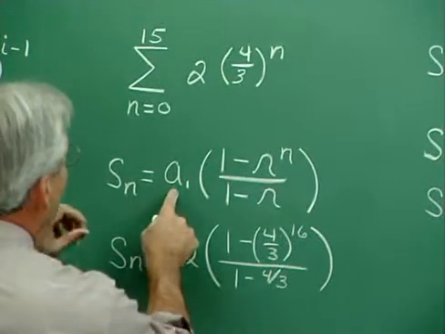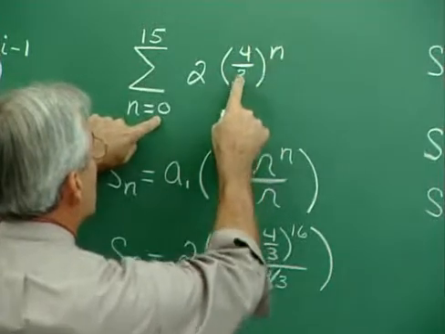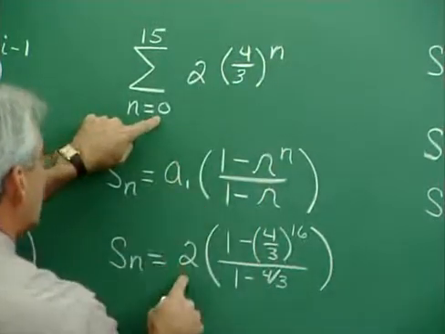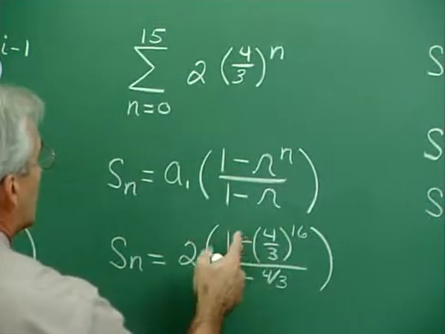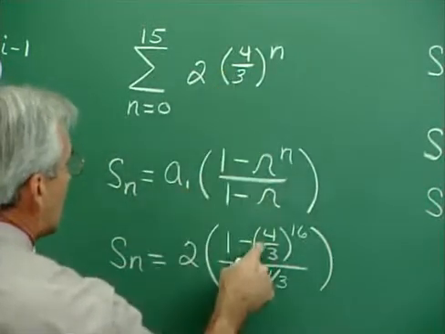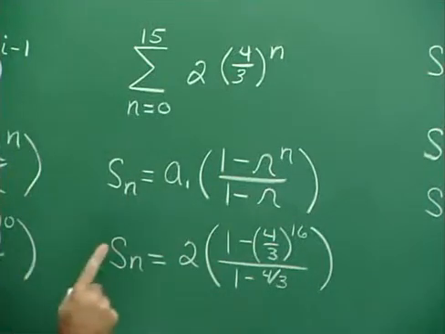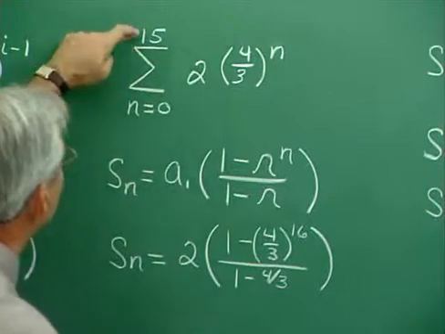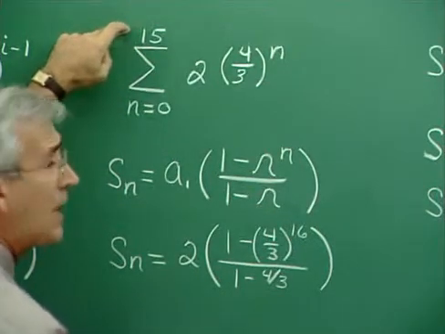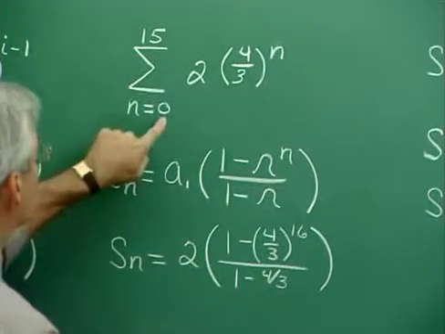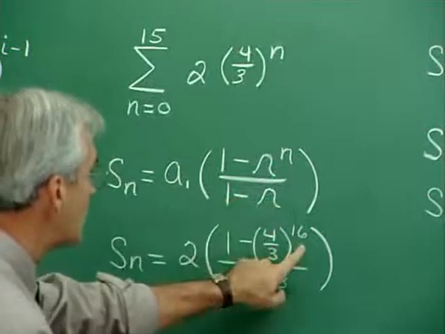Now, a sub 1, when n is 0, you see we have 0 here, this becomes 1, we have simply 2 for a sub 1. 1 minus r to the n. Well, let's see. The common ratio is the base of the counting mechanism. That's 4/3. N, the number of items being added. Now, be cautious here. The tendency is to just look at the upper limit in this notation and say that it's that amount. It's 15 here. But it really isn't because we're starting at 0. So the number of items being added is really 16.